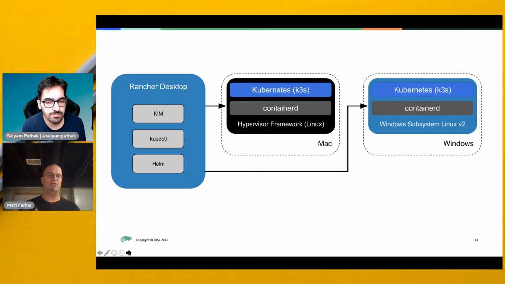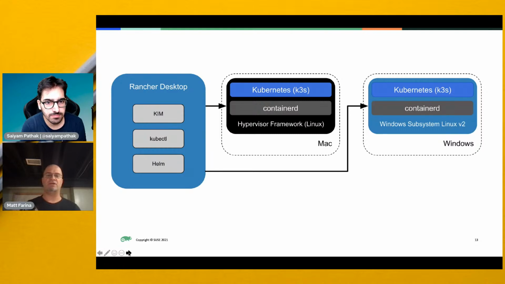And on Mac, we spin up a virtual machine using the hypervisor framework. Today, we're using HyperKit. We're actually looking at using a different project called Lima to replace HyperKit as our engine to help us with the hypervisor framework. And then we run containerd and K3s for our Kubernetes distribution in there.